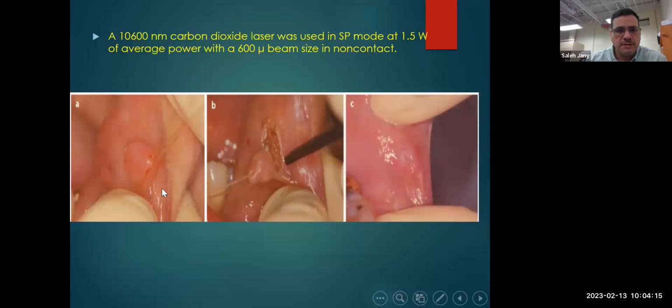This is a fibroma, and a fibroma is abnormal fibrous tissue, and you can see the cut. When you cut them, there's no bleeding.